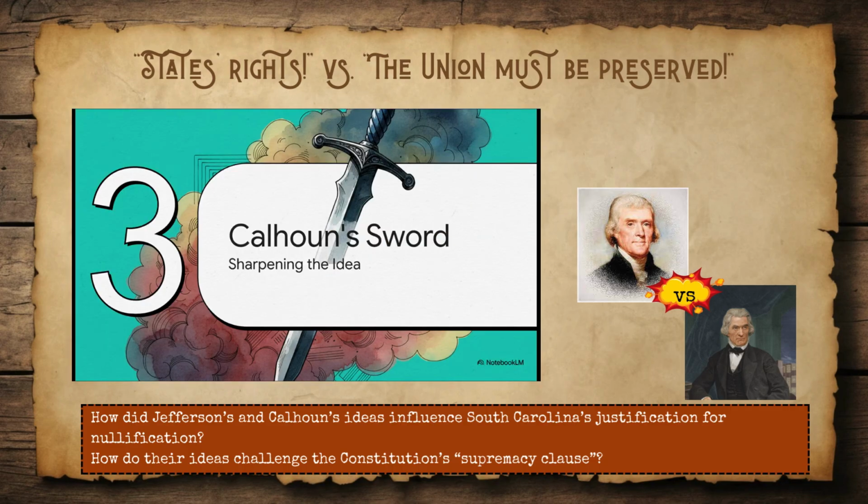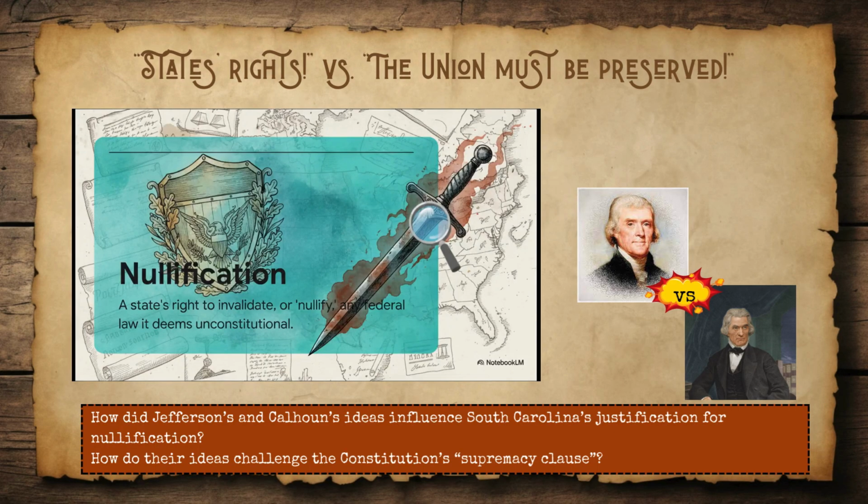All right, now let's jump forward a few decades and bring John C. Calhoun into the picture, because this is where things get really interesting. Calhoun takes Jefferson's idea, but he doesn't use it as a shield. Oh no, he sharpens it into a sword. He called it nullification. And you have to see what a huge leap this is.